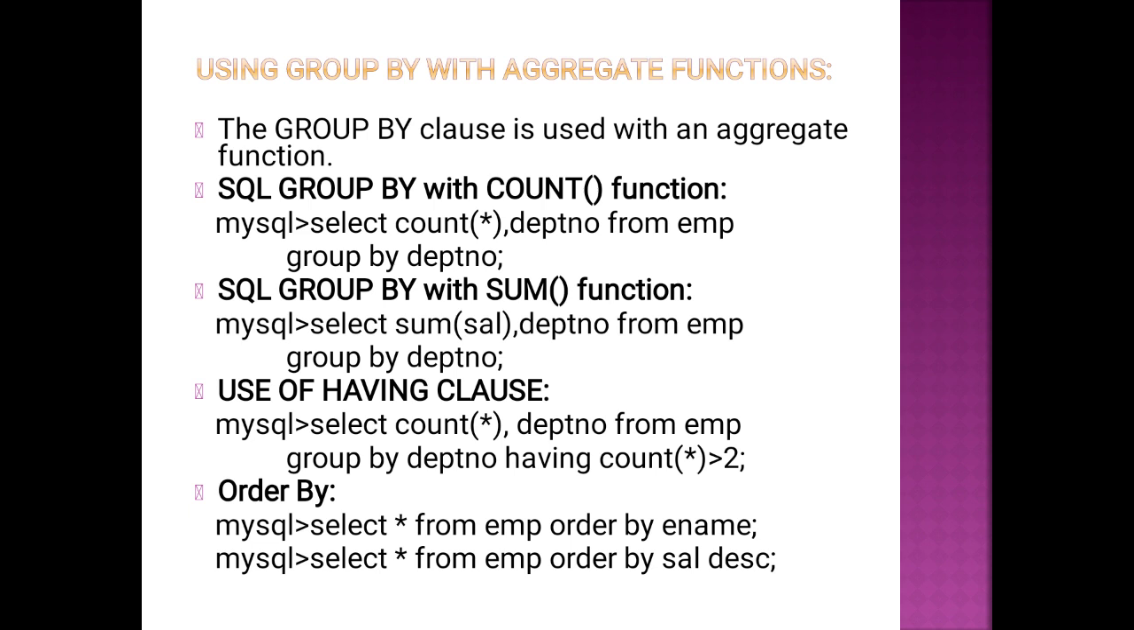Select * from EMP order by ENAME. Then select * from EMP order by SAL descending. SAL descending means the order by clause will retrieve data in order of salaries in descending order, which means the highest salaried person's record will be the top record and the lowest salaried person's record will be the last record.